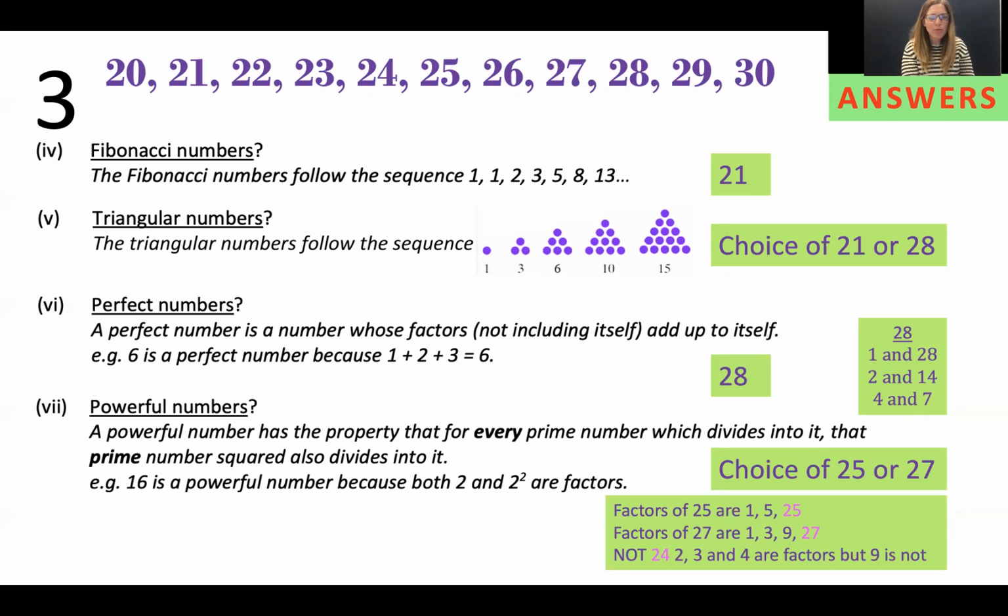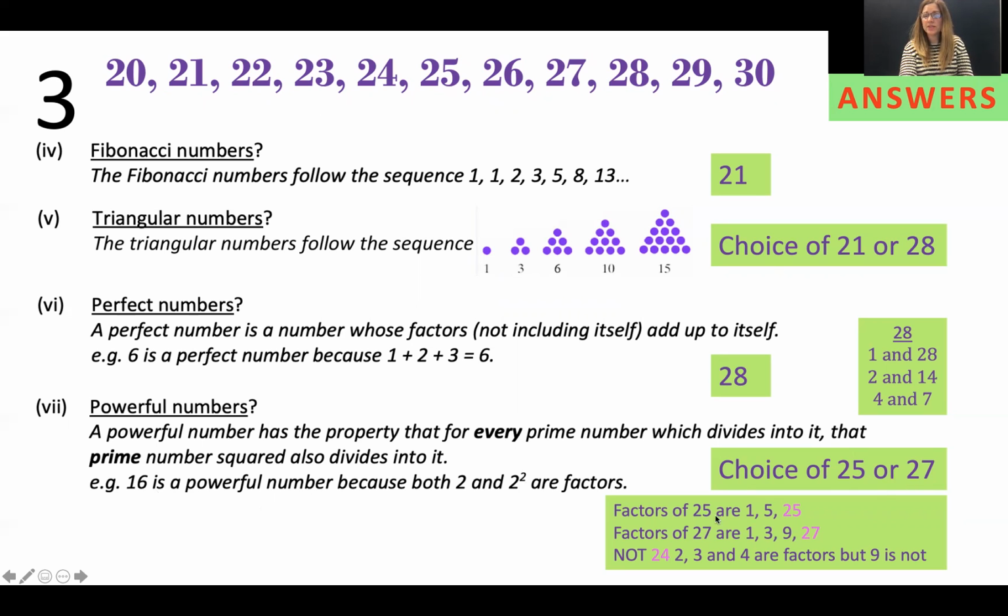And finally, a powerful number is a number that has a prime number that divides into the number, but also the square of that prime number divides into the number as well. So for example, here you've got 16. 2 is a factor of 16, and 4, 2 squared, is also a factor of 16. So you can either have 25 or 27 as your answer.